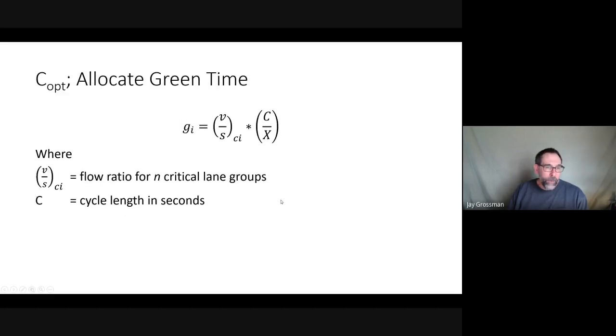Here's our effective green time allocation. You're taking the critical lane movement ratio times the cycle length, divided by your preferred, your target V over C ratio. And that's what we've got there.